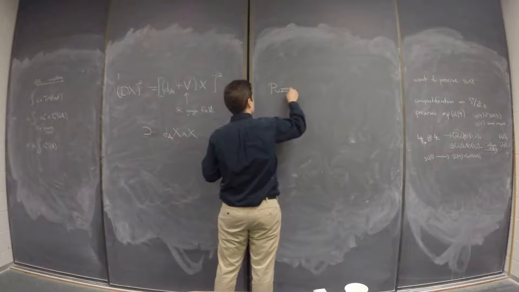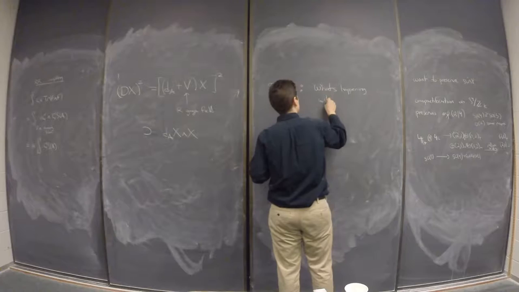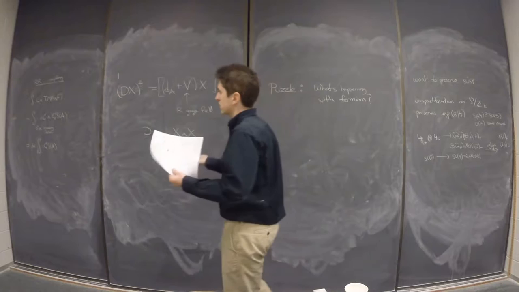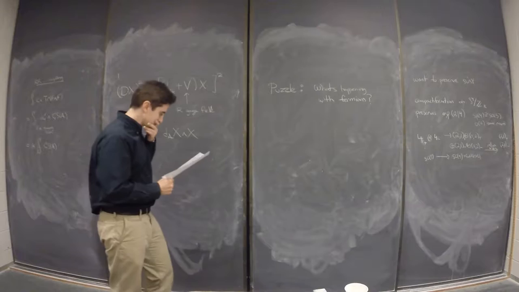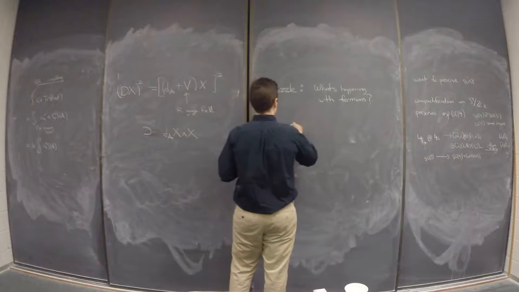There's a related puzzle, which is, what's happening with the fermions? After all, this is a supersymmetric compactification of a supersymmetric gauge theory, so I can't just end up with some bosonic theory. I have to end up somehow with a supersymmetric theory. So what ends up happening here, and this is really the most non-trivial step, but there is a paper on this, so feel free to read more, is that the fermions are there, but they are Faddeev-Popov ghosts.